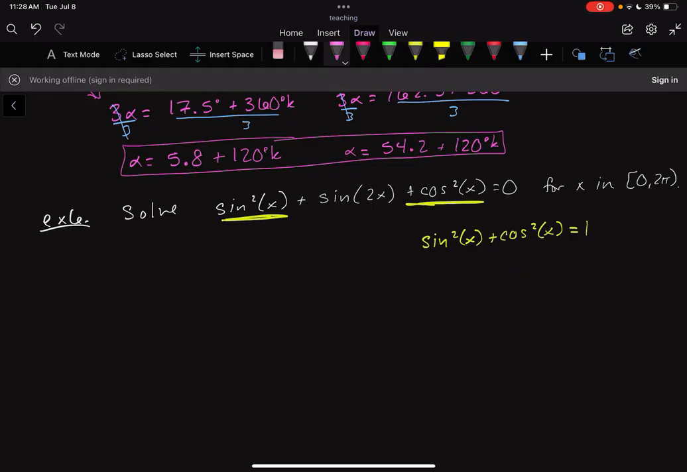So for this one, I'm going to get sine 2x, and then instead of writing sine squared plus cosine squared, I'm going to write plus 1. And then I still have the equal 0. So I used an identity to get rid of the sine squared cosine squared because I know that adding those together just equals 1. So I made a replacement.